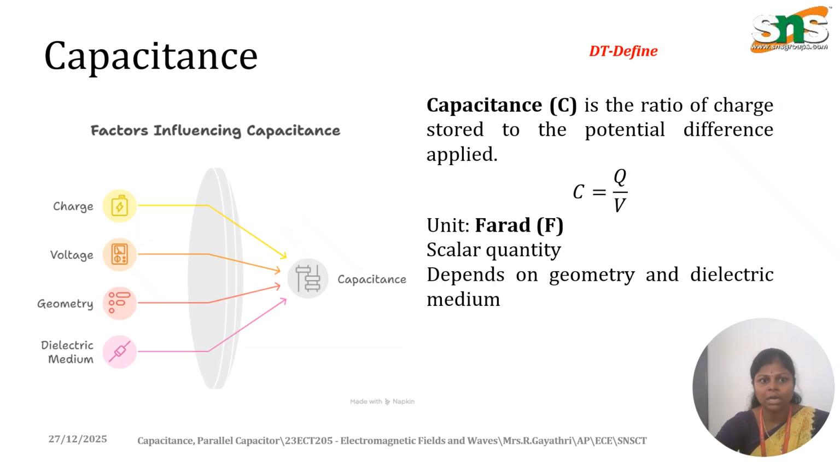The definition of capacitance is the ratio of the total charge to the potential difference applied to that particular device, which is C equal to Q divided by V. The unit of capacitance is the farad, and it is only a scalar quantity. It depends upon the geometry and the dielectric medium we are using for the capacitance.